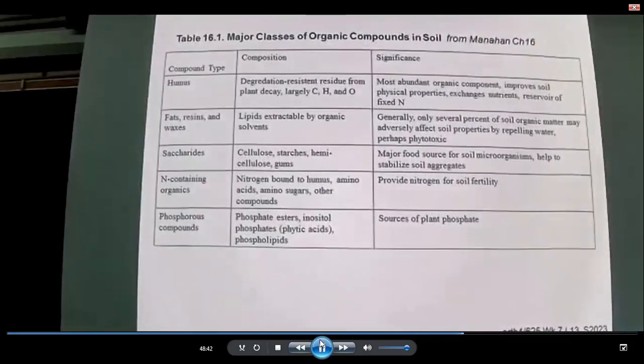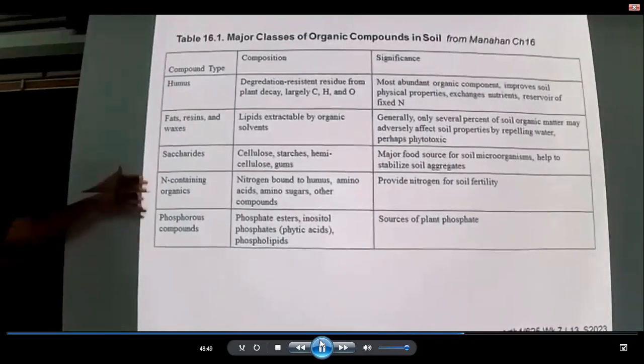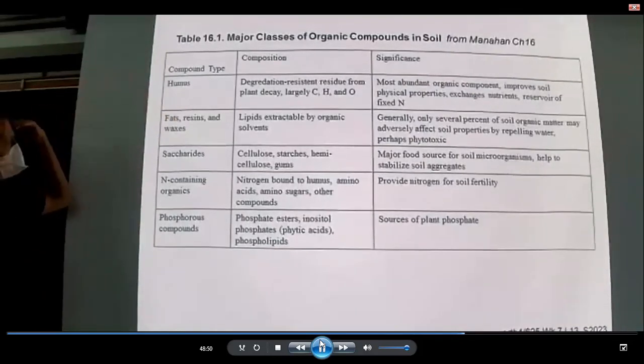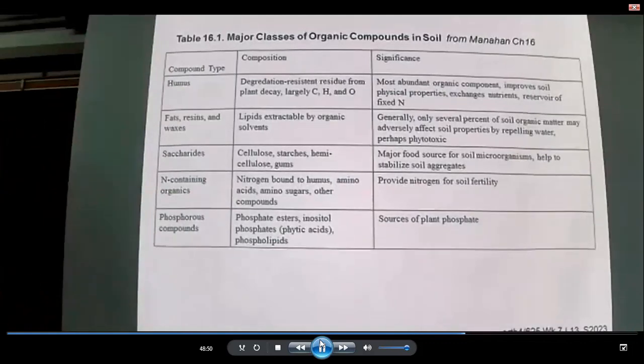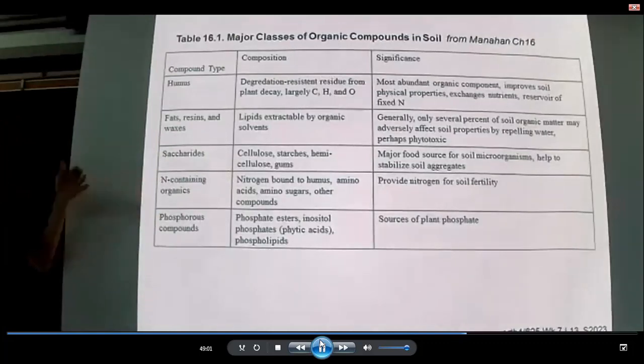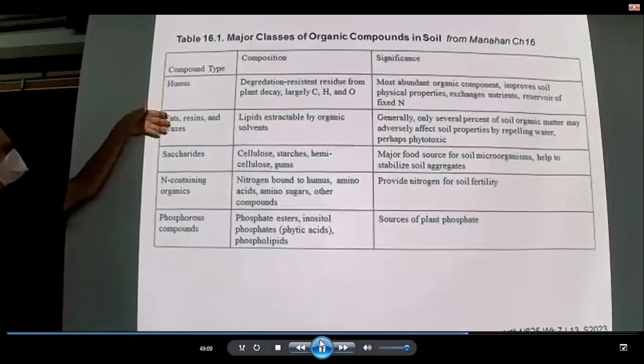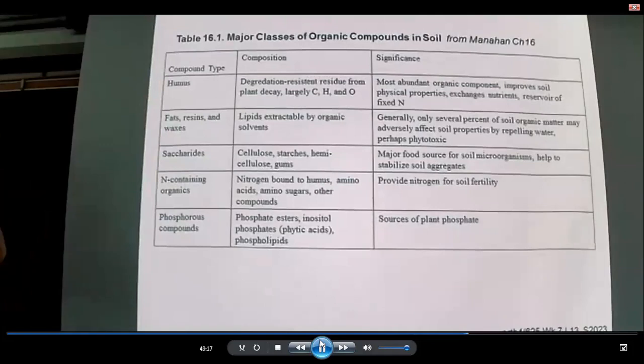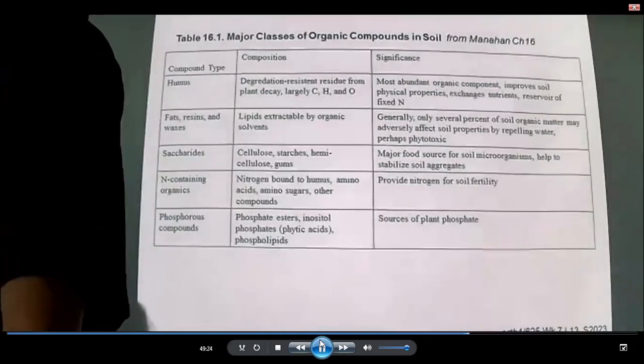Now, there's a whole bunch of different types of organic compounds that we find in soils. This is just a table showing you some of the ones. Humic acids, which we've talked about before, the humic substances, things like fats and resins and waxes, which are not water soluble, but really affect the wetting characteristics of soils, saccharides, especially polysaccharides, and then also nitrogen and phosphorus containing organic matter, which are the preformed versions of these nutrients, which are bioavailable for plants when they're transformed by microorganisms in the soil. There are other categories as well.